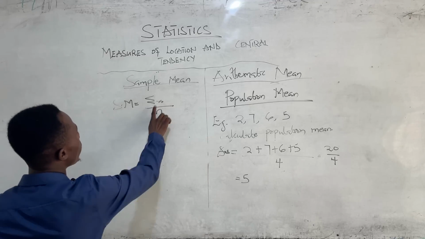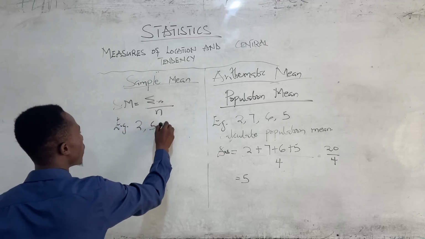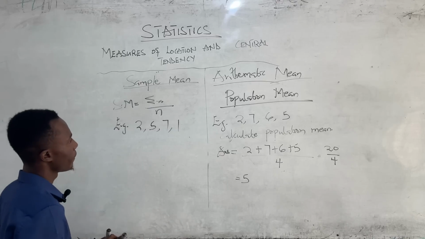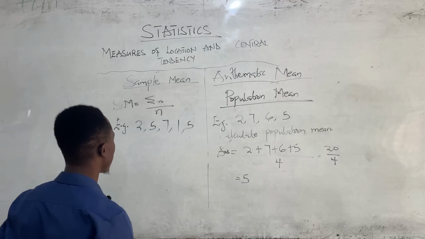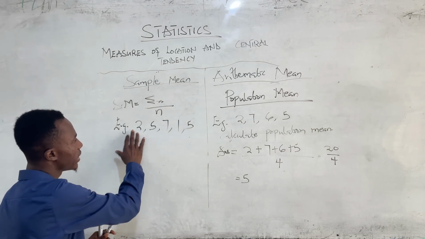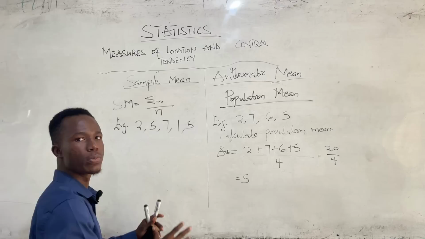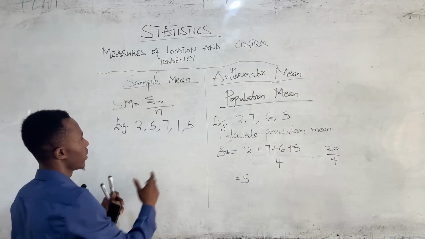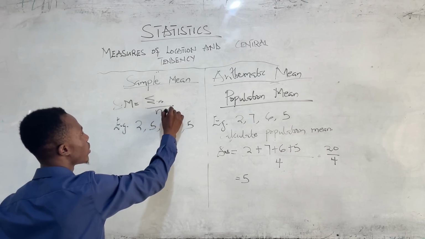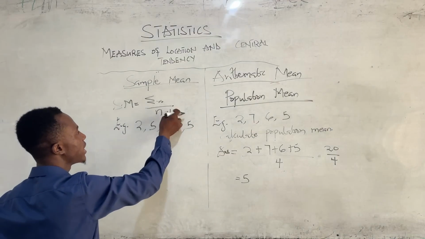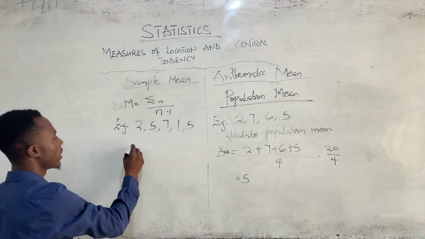Okay, so with this one example, if you have 2, 5, 7, 1, let's say 5. If you are being asked to calculate the sample mean of this data, you know this is the population. So the sample is going to be some part of this data, right? You know there is the formula for calculating the population mean. The sample mean is n minus 1. Do you get it? So it means you have to take some portion of this population. Do you get it? So this is how it becomes.